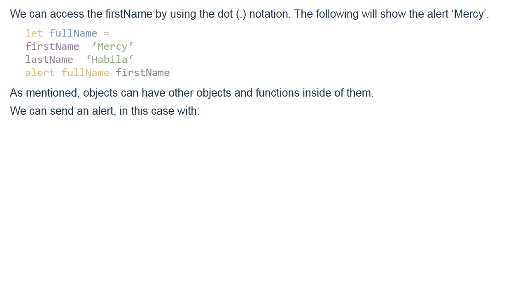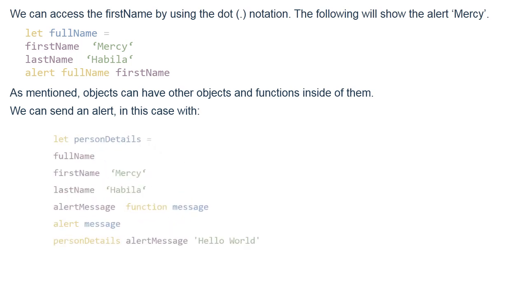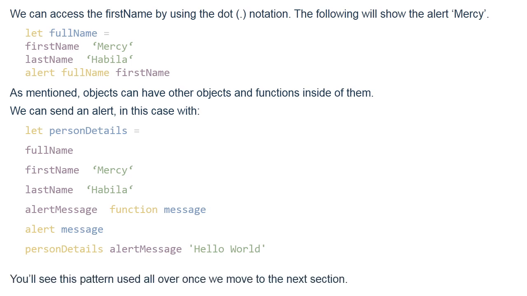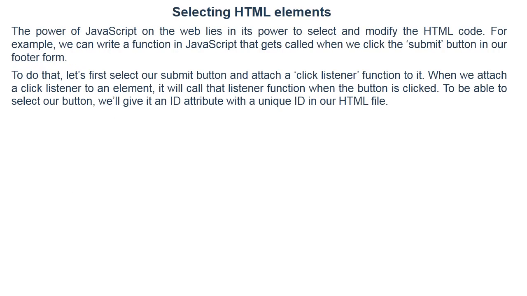We can send an alert in this case with let personDetails = { fullName: { firstName: "Mercy", lastName: "Habila" }, alertMessage: function(message) { alert(message) } }; personDetails.alertMessage("hello world"). You will see this pattern used all over once we move to the next section.